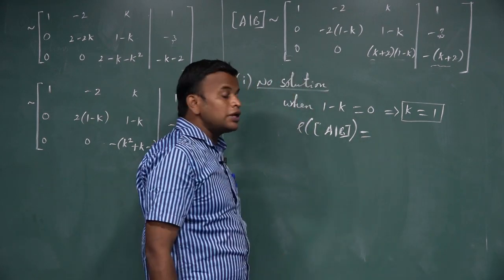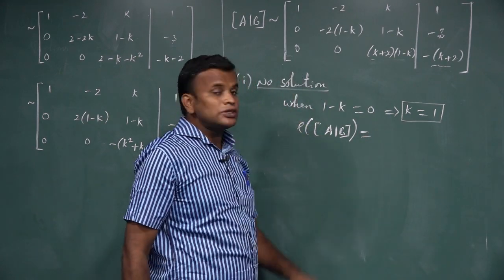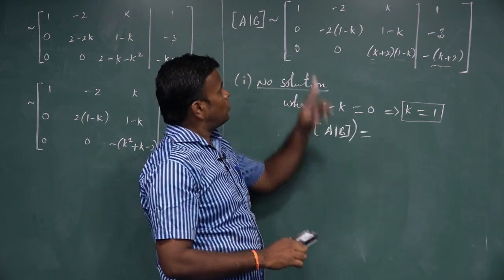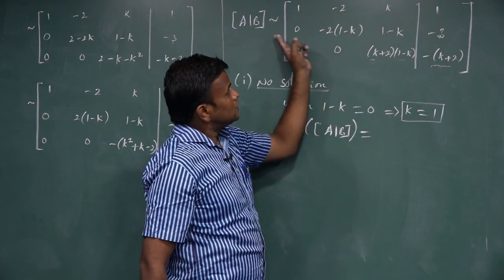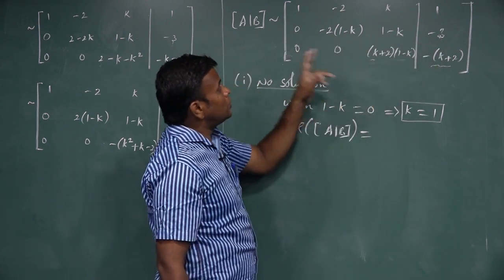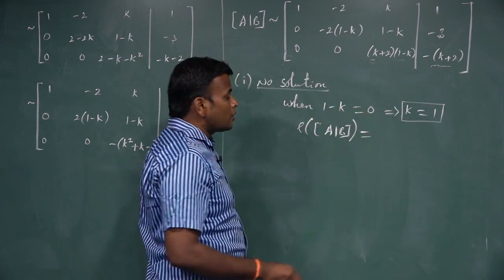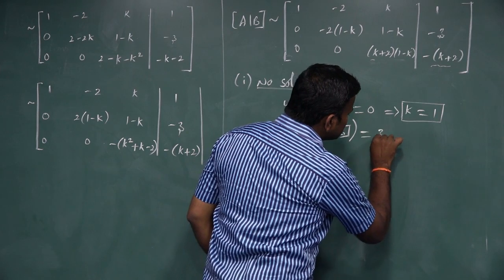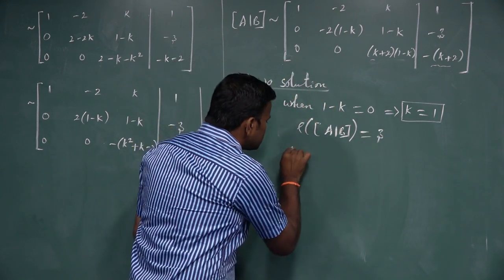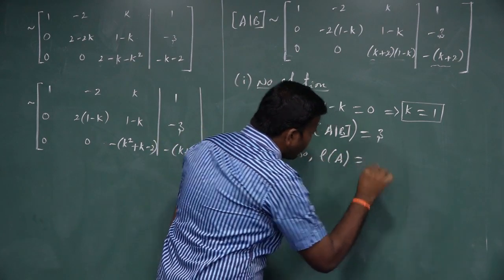Rank of A by B means the rank of the augmented matrix A by B. Rank means non-zero rows. First one non-zero. Second one, these 3 elements are 0, but this element is non-zero. Third one also, these 3 elements are 0, but this one is non-zero. So rank of A by B is 3. Next one also: what is the rank of A?